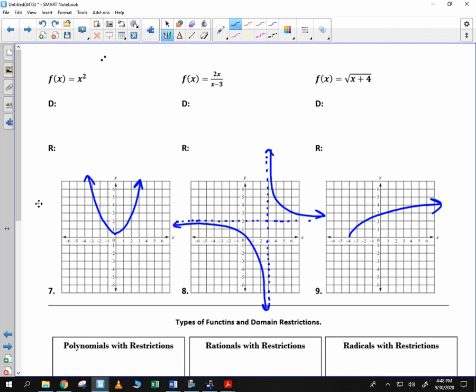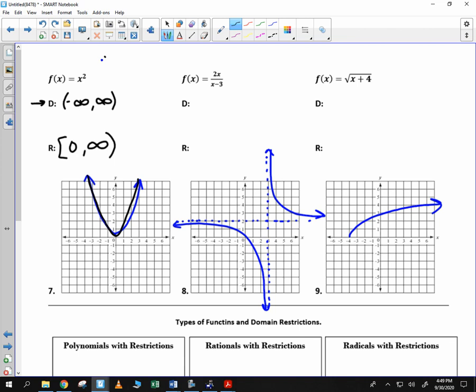So, as you look at the graph of x squared, you could tell, and this should go all the way down to 0, that the domain is going to be all real numbers, and that the range is going to be from 0 to infinity. But what I want to talk about, I don't want to focus on the range so much. I want to focus on the domain.